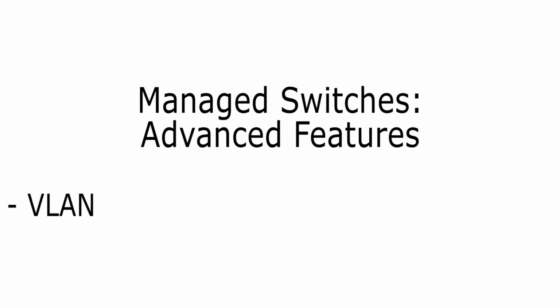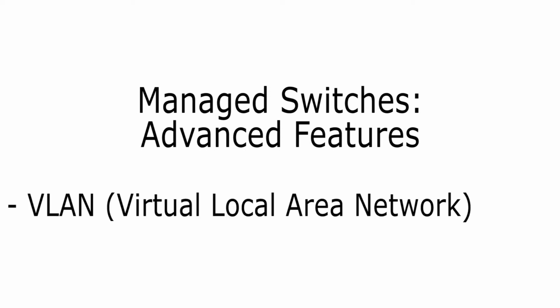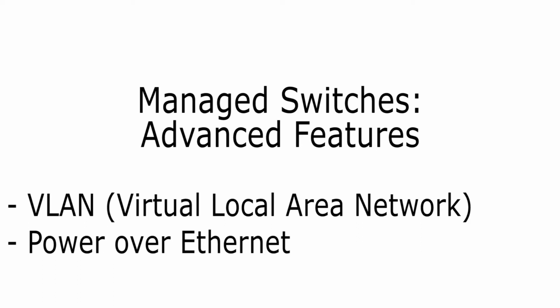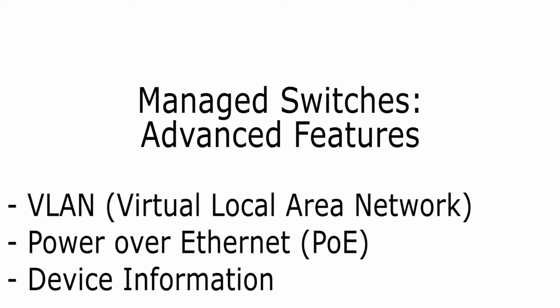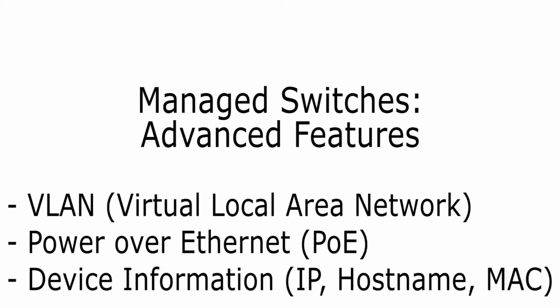A managed switch has a bunch of advanced features. For example, VLAN, which stands for Virtual Local Area Network, is a way to use the same physical switch but have multiple networks that are completely separated from each other. Another feature is Power over Ethernet, also called PoE. This has the ability to deliver power to some devices using just a network cable. It's convenient for devices without an easily accessible outlet nearby. The last feature we'll mention is all the additional information you'll get from each device, such as IP address, host name, and MAC address. More on the latter two items in just a moment.